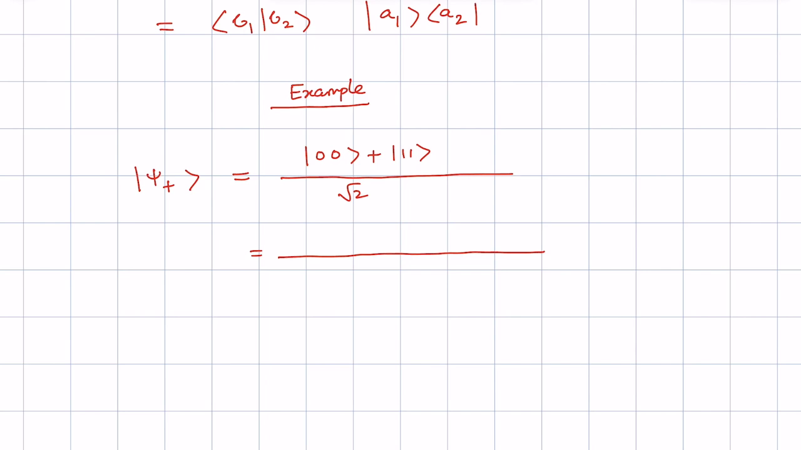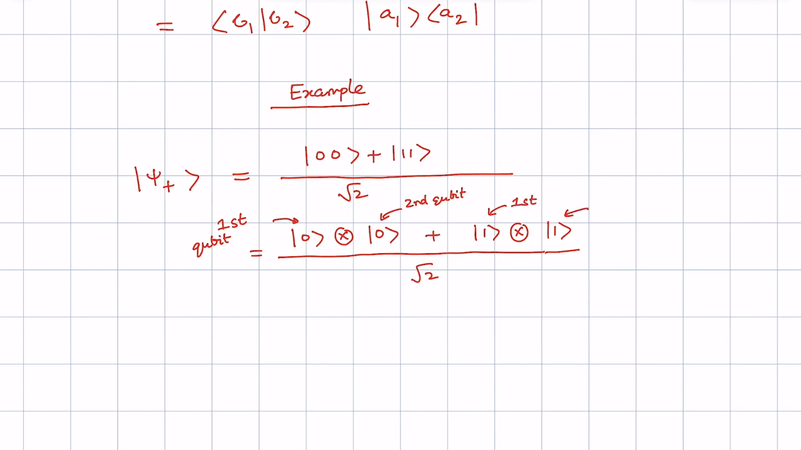If I write the full notation, it would be the direct product of |0>|0> plus the direct product of |1>|1>, divided by root 2. Essentially, the first part here refers to the first qubit, and this one refers to the second qubit. Similarly here, the same thing: this refers to the first qubit and this refers to the second qubit.